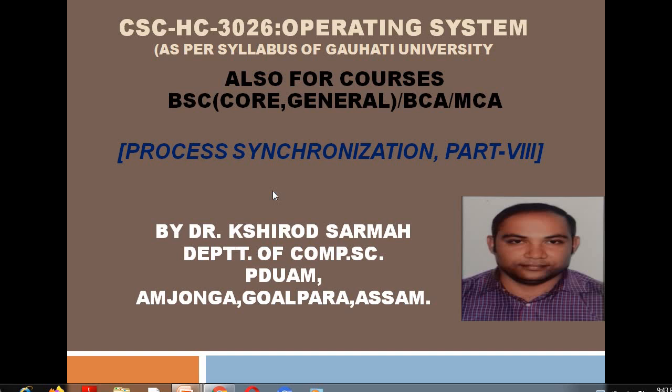Process synchronization means sharing system resources by processes in such a way that concurrent access to shared data is handled, thereby minimizing the chance of inconsistent data. Maintaining data consistency demands a mechanism to ensure synchronized execution of cooperating processes.